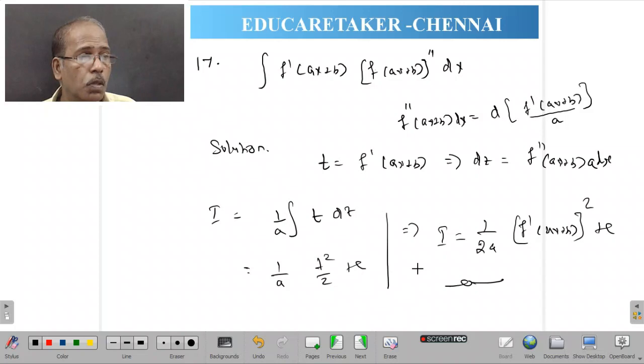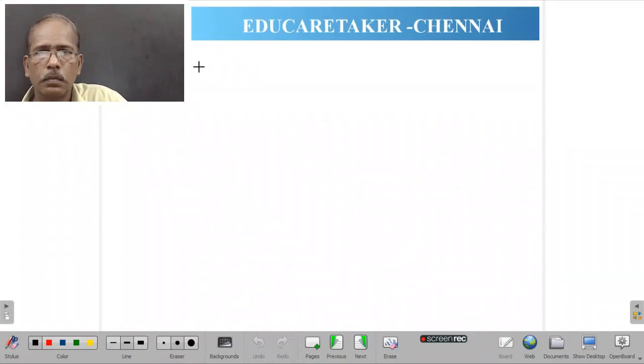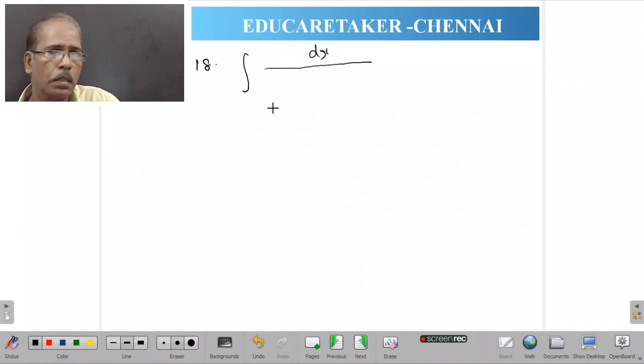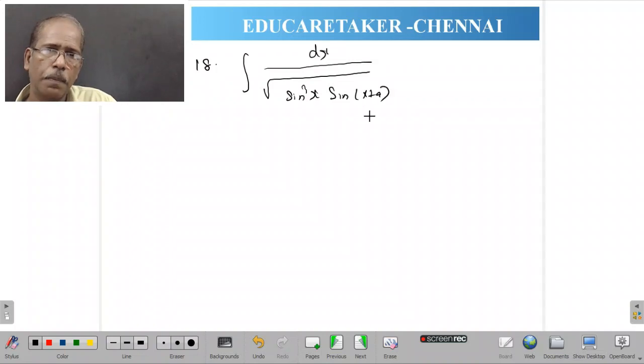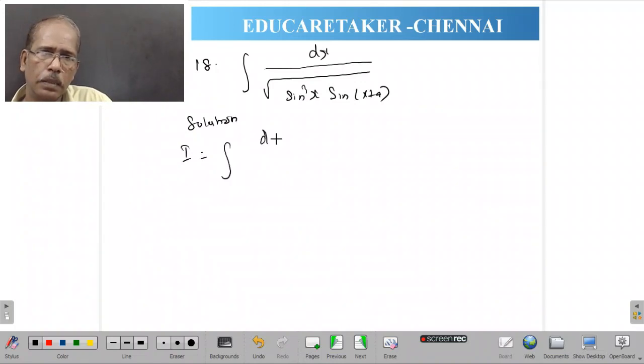Okay, we'll do one more question. Question number 18: the integral of dx over the square root of sine cube x into sine of x plus a. And the solution. Let us take I equals the integral of dx in the denominator root of sine cube x into sine of x plus a.